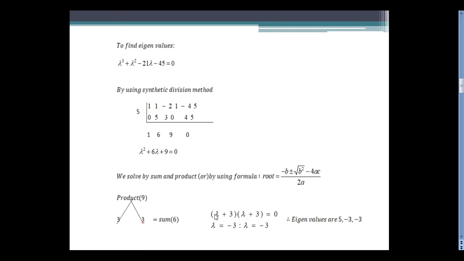So write down with the lambda. Lambda plus 3 into lambda plus 3 equal to 0. Now equate the single term with a 0. So lambda plus 3 equal to 0 means lambda is equal to minus 3. Then here lambda plus 3 equal to 0 means lambda equal to minus 3. Already you got one root, that is 5, and here you got remaining two roots. So the eigenvalues are 5, minus 3, minus 3.